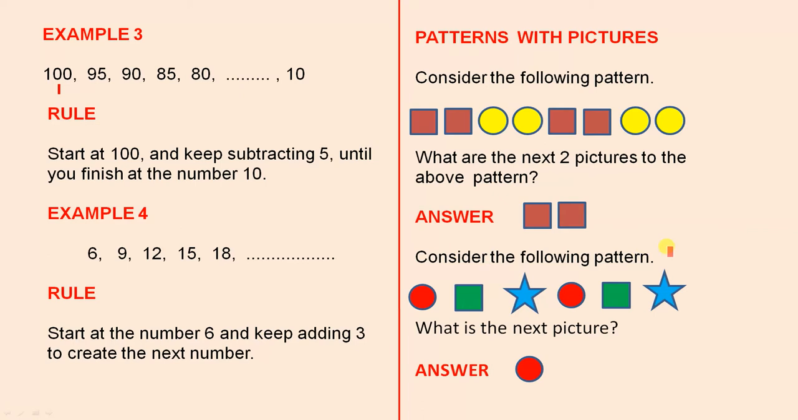Consider the following pattern. What is the next picture? You've got the circle, the square, star, circle, square, star, so that must be the circle. So it's the red circle.